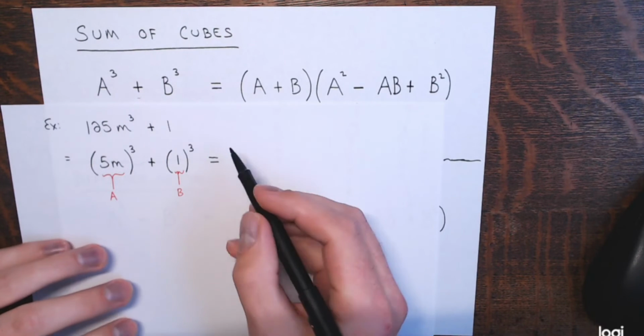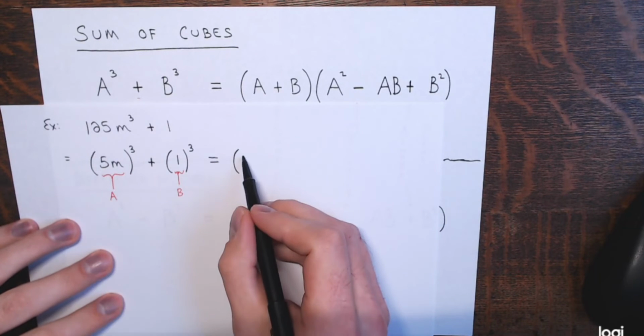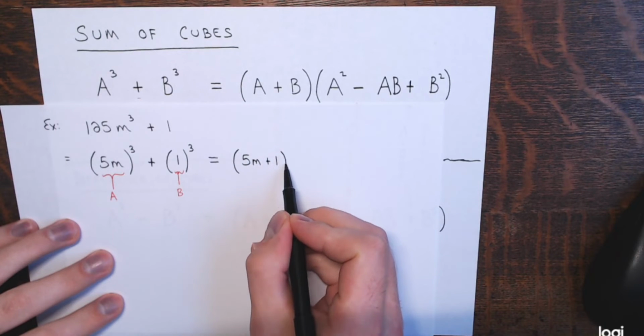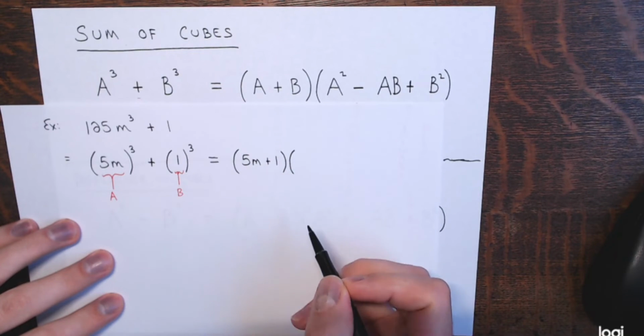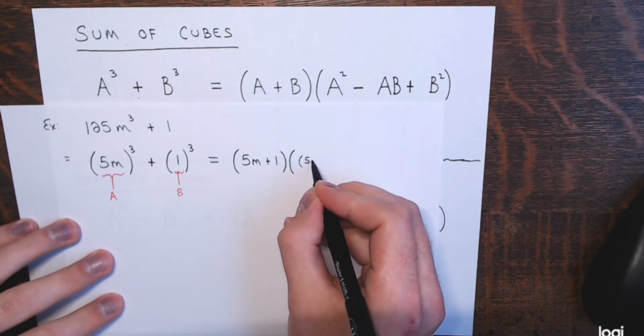So again, the first factor is a binomial. Just get rid of the cubes. It's going to be 5m plus 1, times a squared. So again, when you replace something, put it in parentheses.